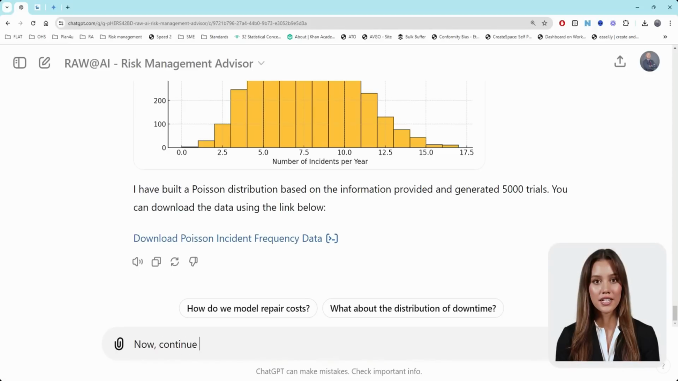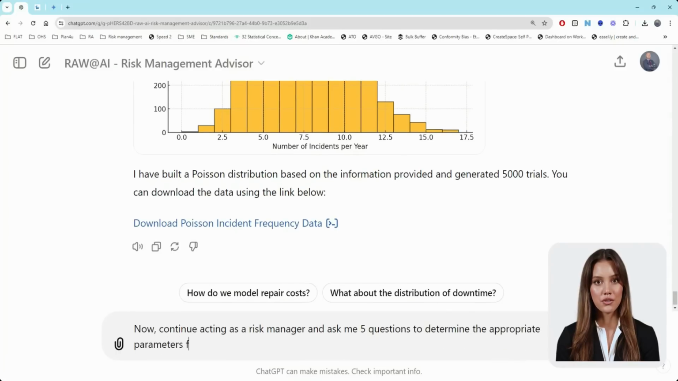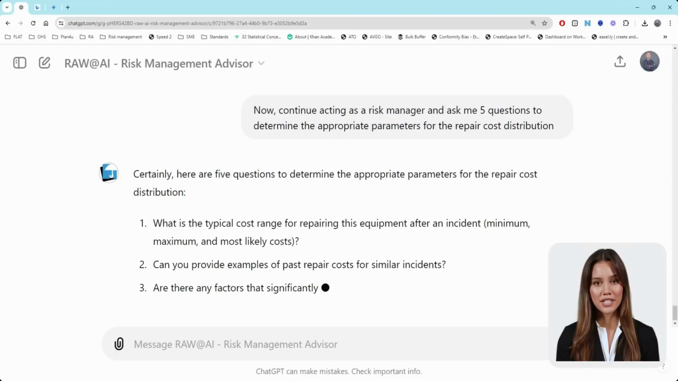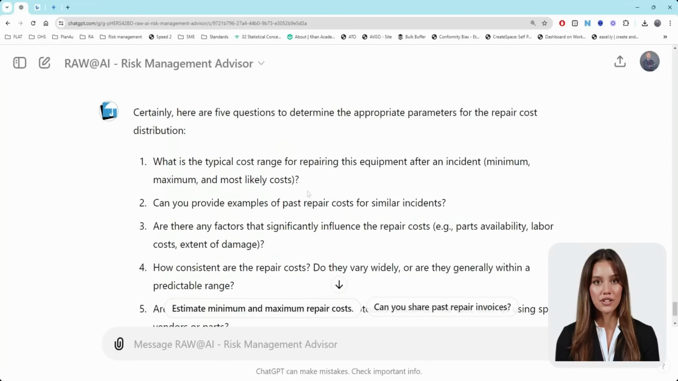Now continue acting as a risk manager. Ask me 5 questions to determine the appropriate parameters for the repair cost distribution. For example, what is the typical cost range for repairing equipment after an incident? Minimum, maximum, most likely. Can you provide examples of past repairs for similar incidents?